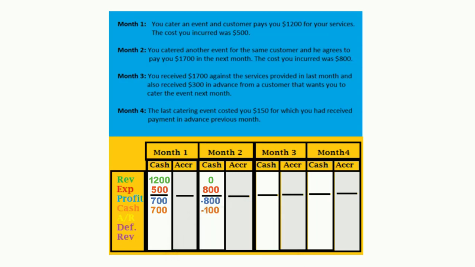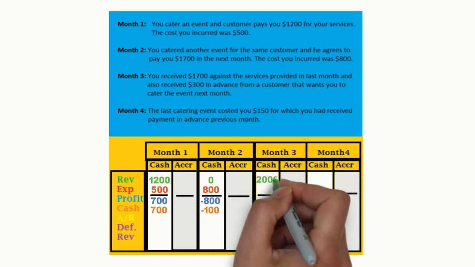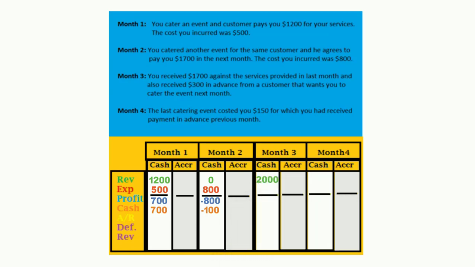Let's go to month 3. You get $1,700 from the customer in the previous month. You also get $300 in advance from a customer that you have to cater for next month, that is month 4. So we've done no catering in month 3, but we've got a lot of money. We got $1,700 from the previous month's customer and $300 for a customer that you're going to cater for next month. So we got $2,000 on a cash basis in revenue.